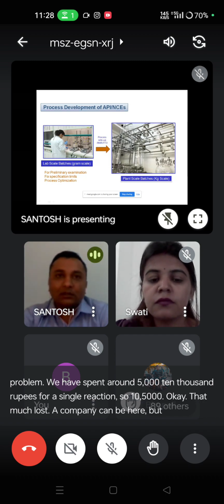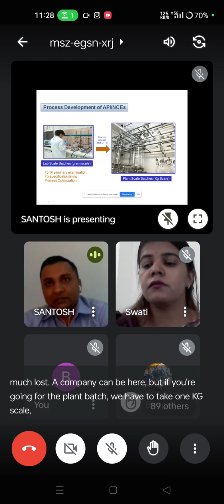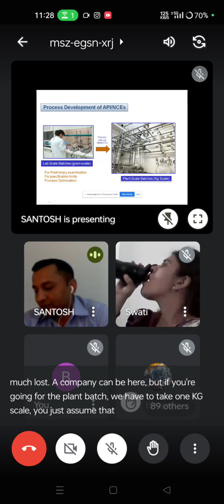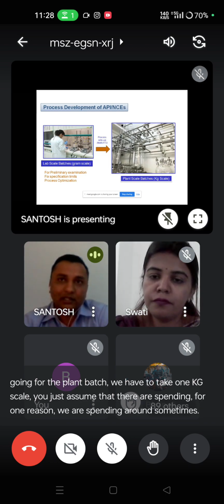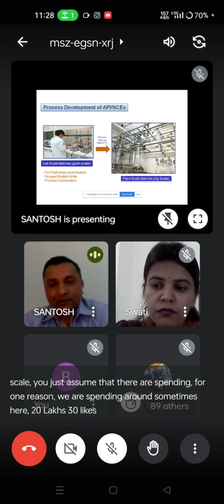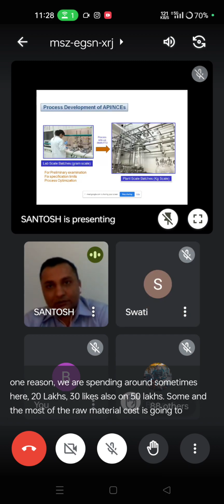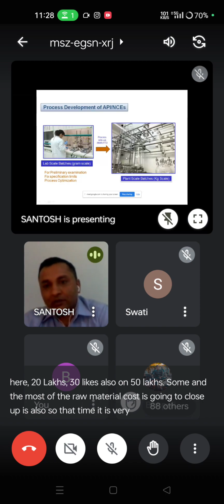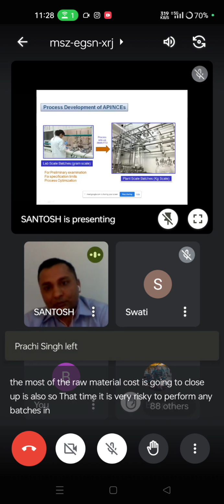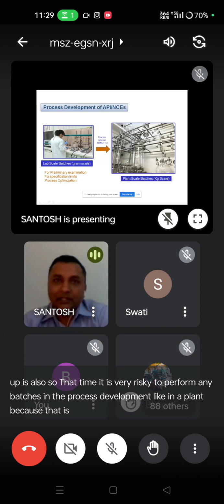But if you are going for the plant batch, you have to take 1 kg scale. Just assume that for one reaction we are sometimes spending 20 lakhs, 30 lakhs, or 50 lakhs of rupees. And the raw material cost goes to crores of rupees also. So at that time it is very risky to perform any batch in process development in a plant, because sometimes we have to perform 14 kg, 15 kg batches.